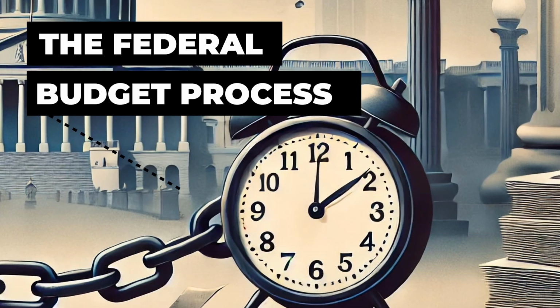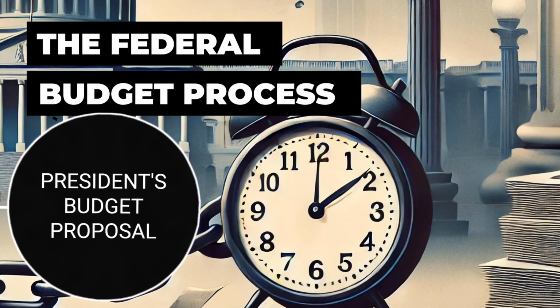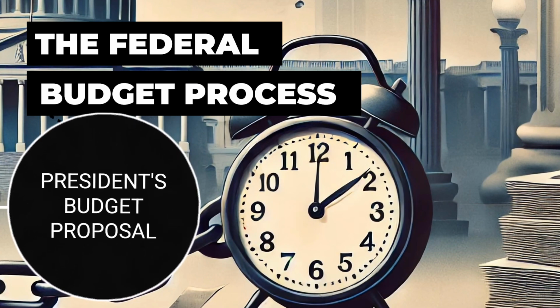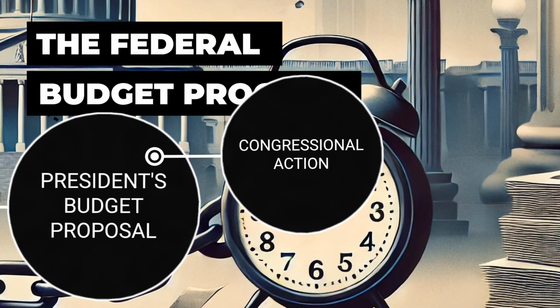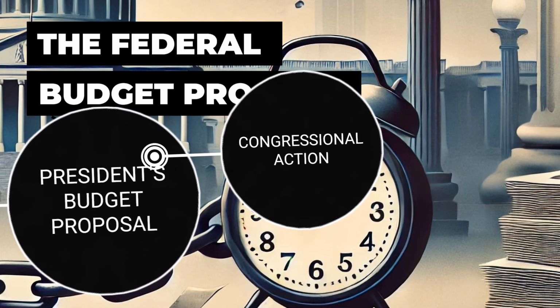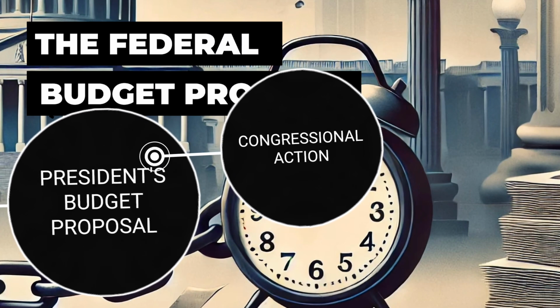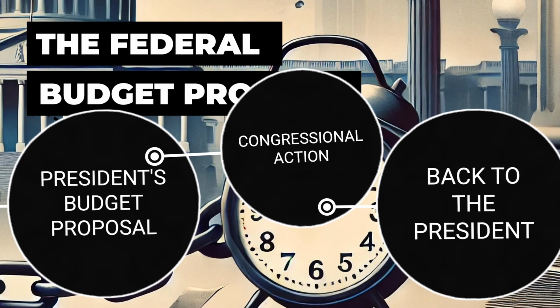The federal budget process. Budget proposal. The process begins with the president submitting a budget proposal to Congress for the upcoming fiscal year, which starts on October 1st. Congressional action. The House and Senate then draft, revise, and are supposed to pass 12 appropriations bills that fund various parts of the government. Presidential approval. These bills must be signed by the president to become law.